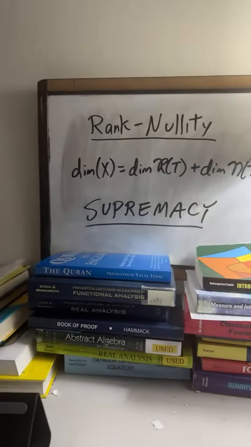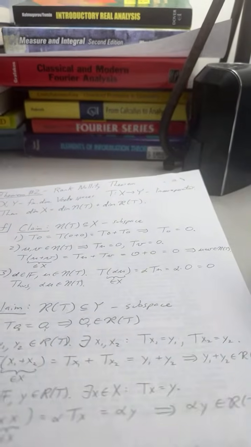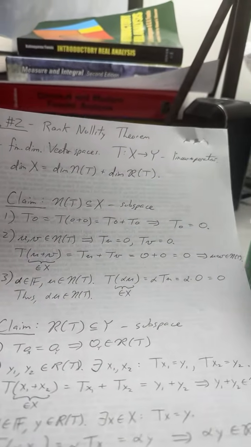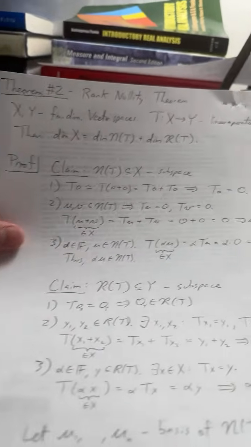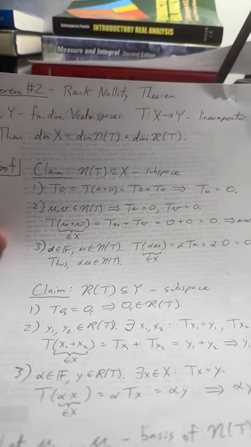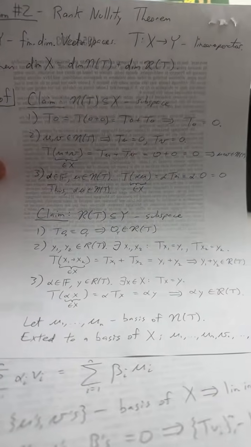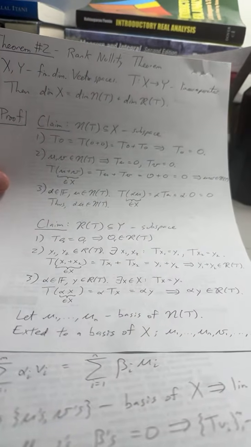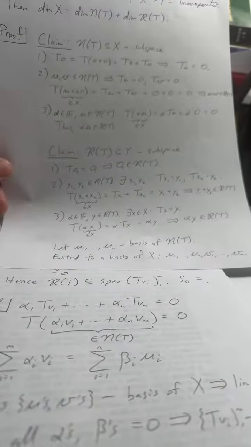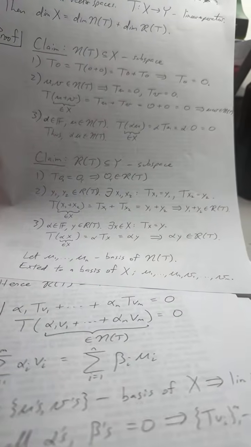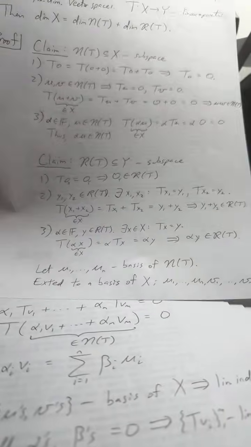Rank-nullity theorem. Yes, we believe in rank-nullity supremacy, as illustrated on my board. Rank-nullity theorem: X and Y are finite-dimensional vector spaces, T is a linear map from X to Y. Then the dimension of X is equal to the dimension of the null space plus the dimension of the range of T. Because I have to explain everything in full detail, I'm going to prove that the null space and the range are subspaces. It's not too hard to see. But the crux of the proof involves extending the basis of the null space to a basis of all of X. So I've written that down there at the bottom.